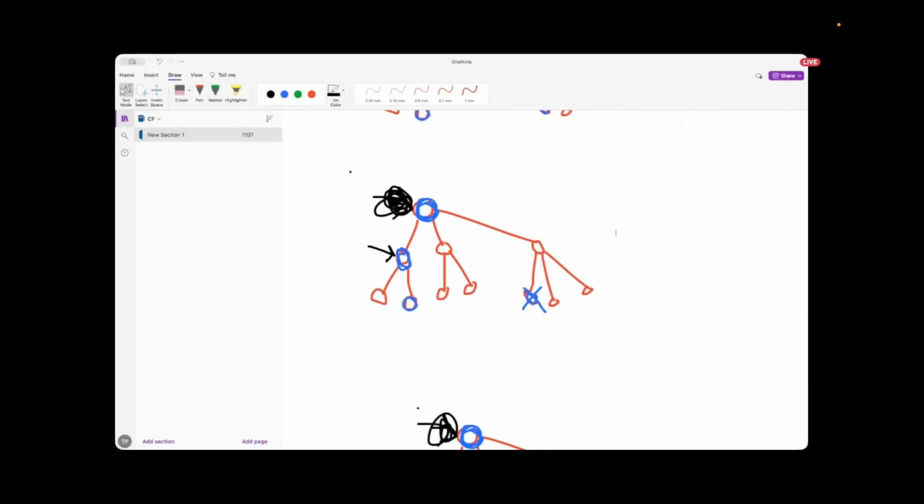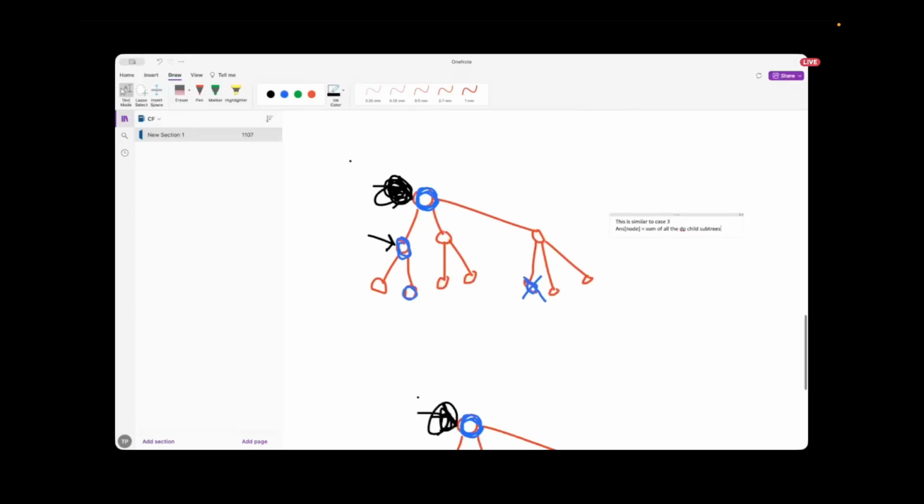Then this case over here is similar to case three, since this is also dealing with finding a pair of nodes such that one is the ancestor of the other, and you can use the exact same DP formulation. And in this case, the answer is even simpler. The answer of the node is just equal to the sum of the DP values of all the child subtrees, and you just add up the contributions of everything. And then once you're done, you also update all the DP formulations as you move up as well.